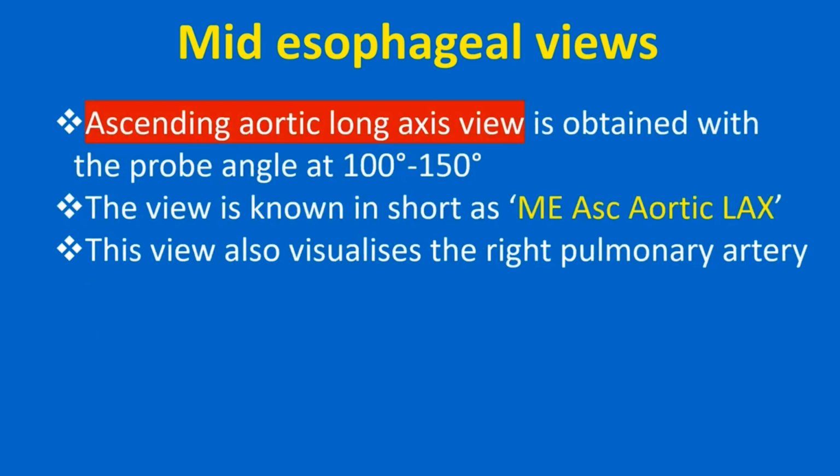Ascending aortic long axis view is obtained with the probe angle at 100 to 150 degrees. The view is known in short as ME ascending aortic LAX. This view also visualizes the right pulmonary artery.